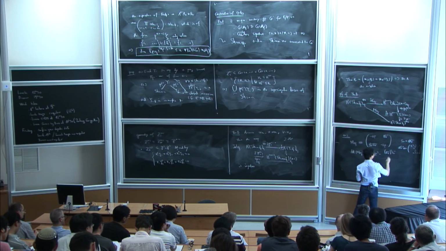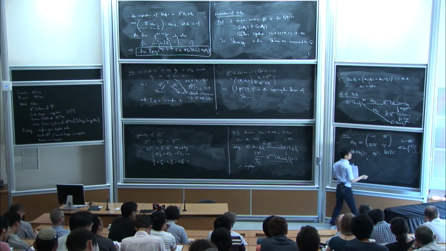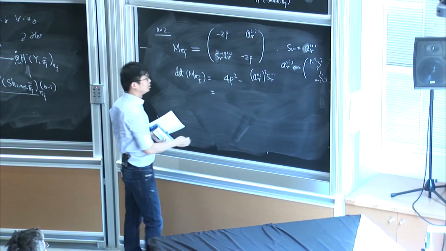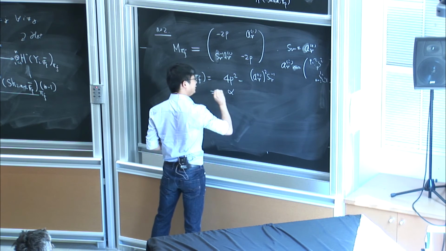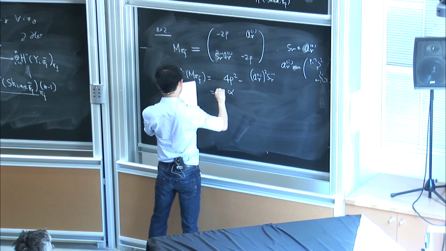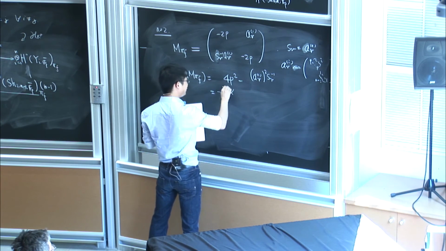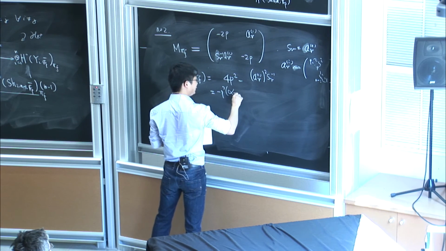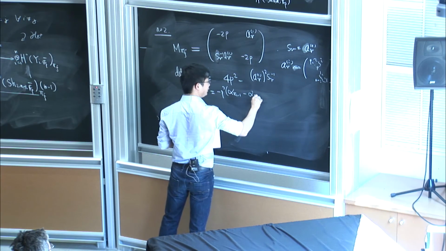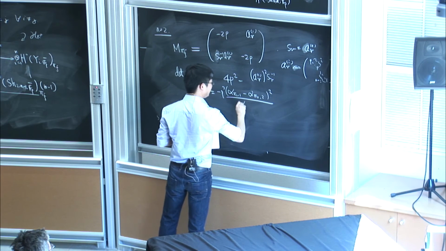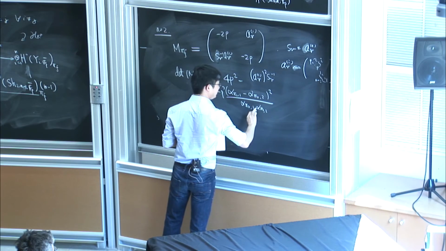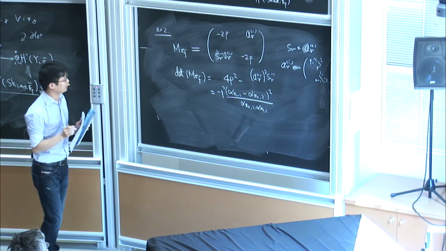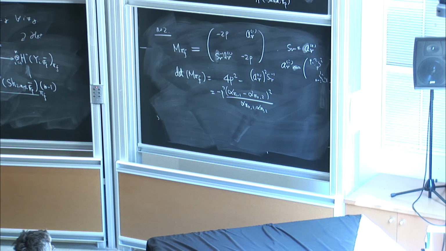And then you use the relation between the alpha_i's and these coefficients, and you will get immediately that it is equal to minus p squared times (alpha pi v1 minus alpha pi v2) squared, with alpha pi v1 alpha pi v2 in the denominator.